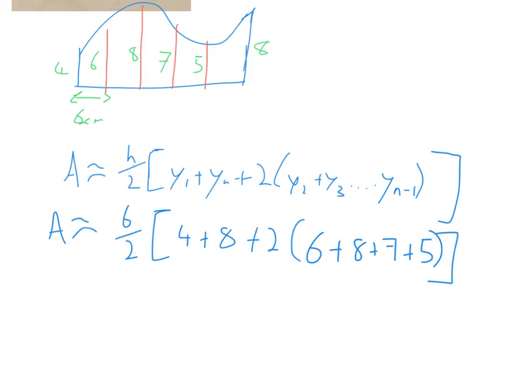So we can do this using a BIDMAS approach. We can try and solve what's in the brackets first. So if we simplify this most inside bracket here, 6 plus 8 is 14, plus 7 is 21, plus 5 will give us 26 for that bracket.